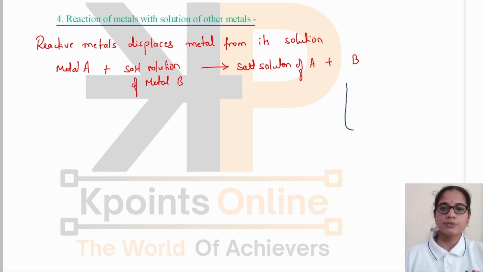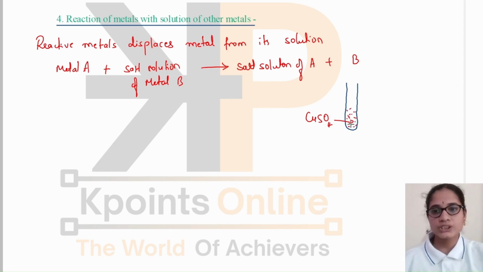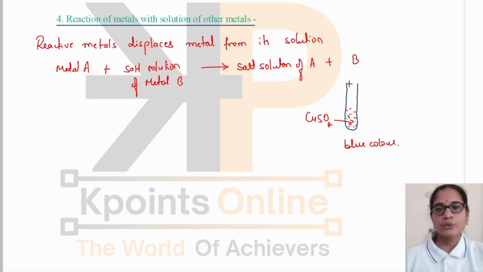Take a test tube. Take copper sulfate solution in this test tube. What is the color of copper sulfate solution? It will be blue in color. Yes. And then what you need to do is put an iron nail in it, an iron nail in the solution of copper sulfate. We know that here the copper is less reactive than iron.